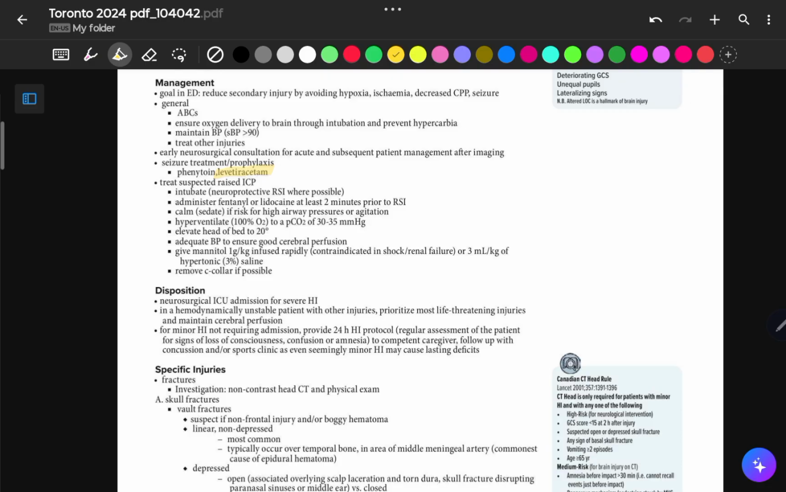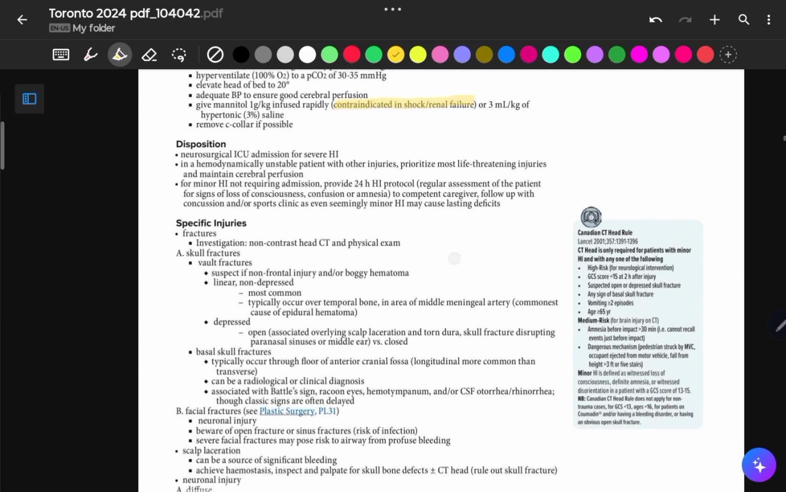Then you might give them mannitol 1 gram per kg infused rapidly. Mannitol is contraindicated in shock and renal failure. So if the patient has shock or renal failure, you don't want to give them mannitol. Or you can give them 3 mL per kg of hypertonic, which is 3% saline. Okay? And then remove sequela if possible.